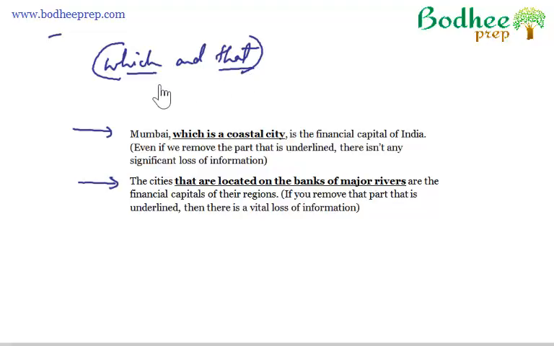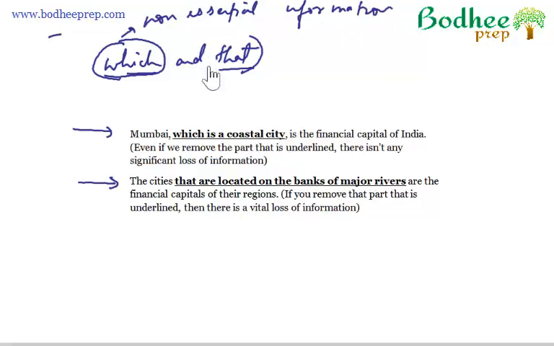The difference is that usually which gives us non-essential information, and that gives us essential information. Now, who defines essential or non-essential information? If you as a writer feel that the information that you are giving is very critical, and if that information is removed from the sentence, it might lead to a critical loss of information, in that case, that information is essential information.